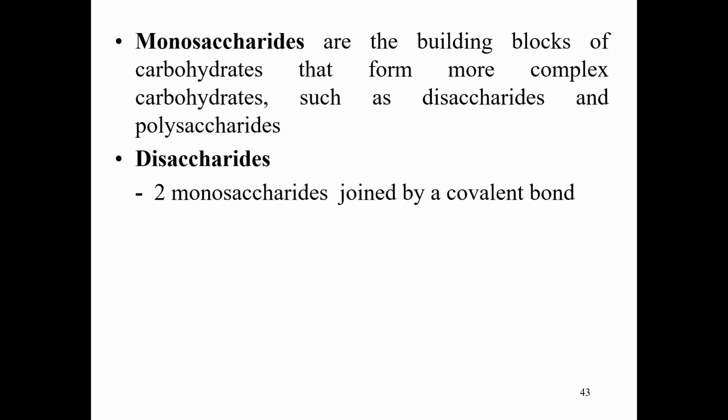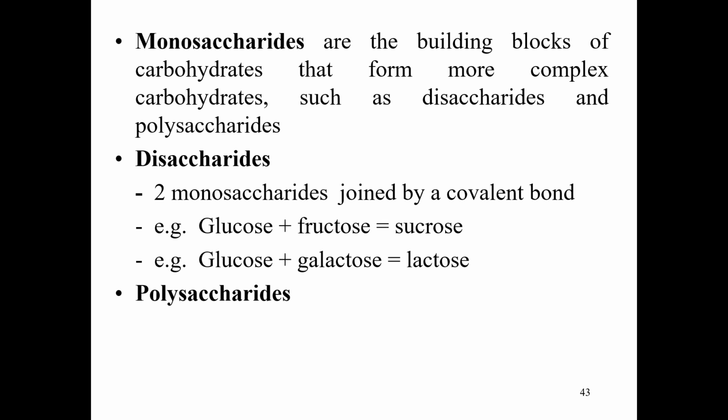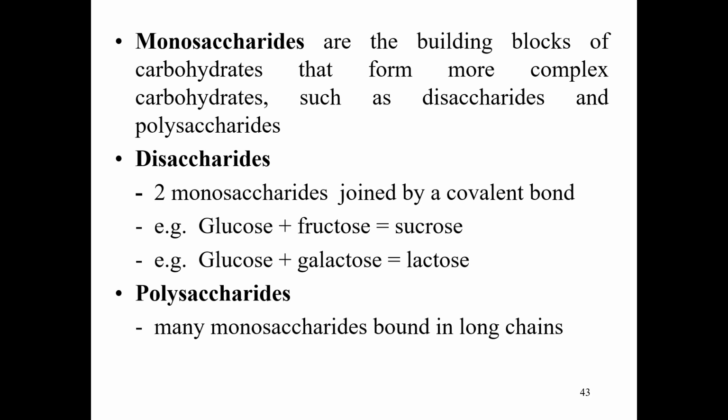We have different types of carbohydrates. We have monosaccharides, disaccharides, and polysaccharides. Monosaccharides are the simplest ones. These are the building blocks of carbohydrates. When we say mono, it is one. If you combine two monosaccharides, you form a disaccharide. So a disaccharide is made out of two monosaccharides combined by a covalent bond. Take, for example, glucose plus fructose equals your sucrose, or your table sugar. Glucose plus galactose equals your lactose, or your milk sugar.